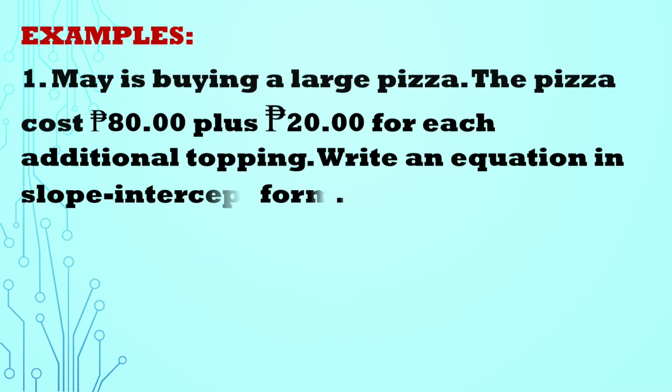So, let's have number 1. May is buying a large pizza. The pizza costs 80 pesos plus 20 pesos per each additional topping. So, write an equation in slope-intercept form. So, tingnan natin yung ating mga given. So, we have 80 pesos and 20 pesos. So, yung 80 pesos, yung halaga ng pizza, plus yung 20 pesos, yun naman yung additional topping. So, for each additional topping. So, alam na natin kaagad kung sino si 80 at sino si 20. Diba? May clue na kaagad.